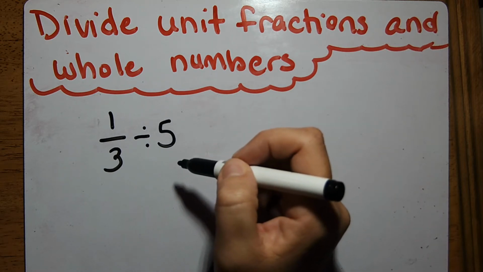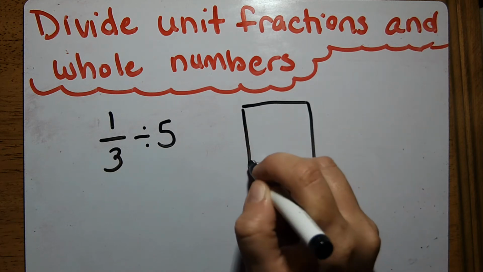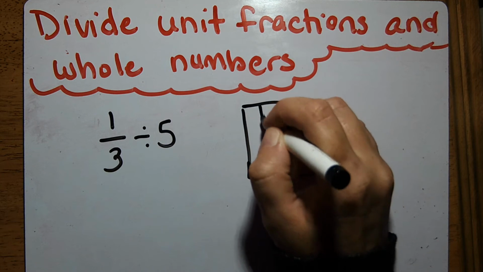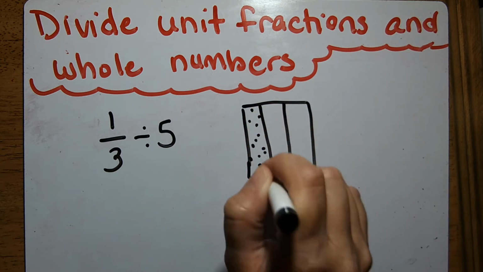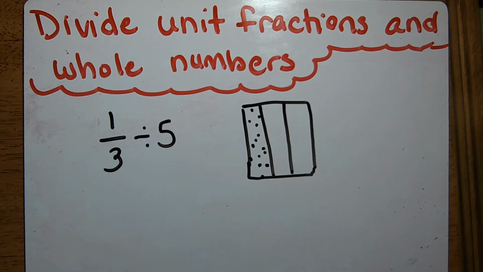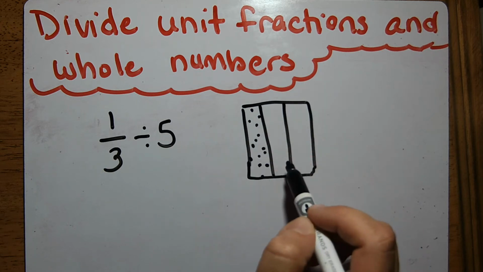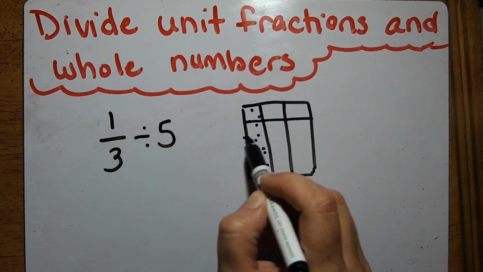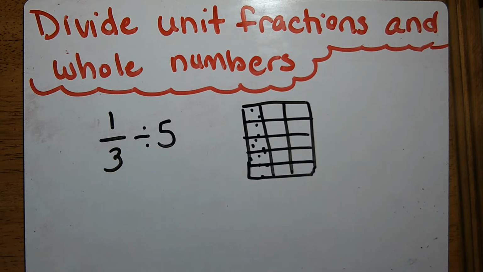So if I take 1/3 as a model, it would look something like this. Broken up into 3, and my 1/3 is shaded. So now I have to divide that by 5. So I'm going to divide the whole by 5. 1, 2, 3, 4, 5. I think I have 15 parts now.